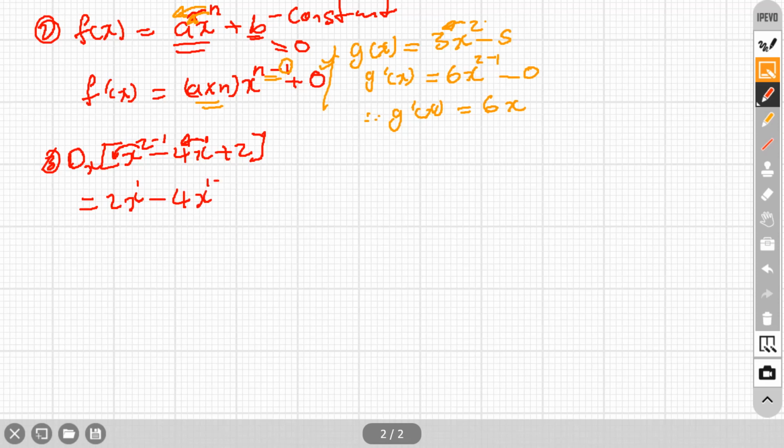Okay, let's do the subtraction on the original equation. The power 1 minus 1 gives us x to the power of 0. Then the constant becomes 0. So our answer basically is 2x minus 4, since any number raised to the power of 0 is 1, so it's 4 times 1, which gives us 4. So when you differentiate d/dx of (x squared minus 4x plus 2), you get 2x minus 4.